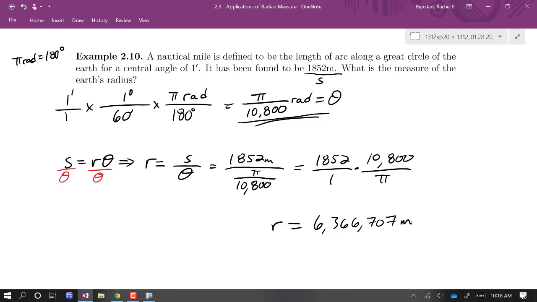be thinking, oh, okay, well, 1,852 meters is a measurement. I'm going to treat it as approximate. There's 4 significant digits. So I'll write this as 6,366,000 meters. You could do either. It doesn't matter to me. Or we could also round it or convert it to kilometers. So 6.3. Oh, that would be 367, not 366. We round, don't truncate.